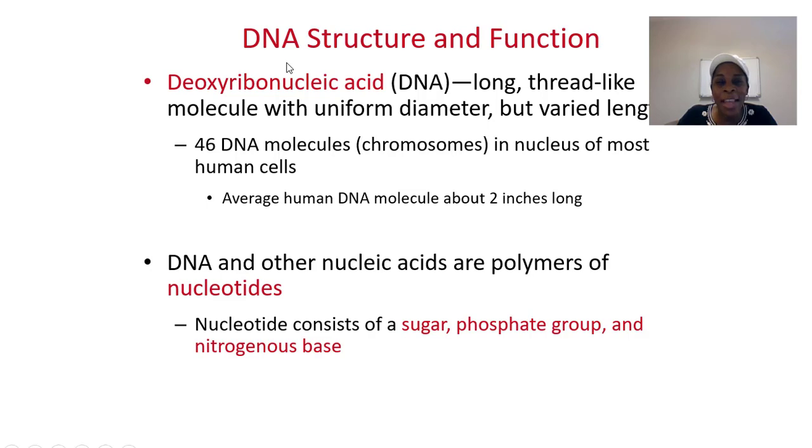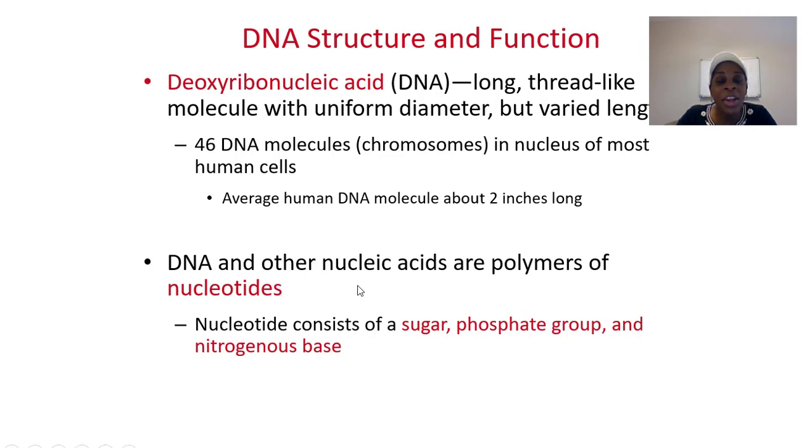So what does DNA stand for? Deoxyribonucleic acid, DNA. It is the long thread-like molecule with uniform diameter, but a varied length, right? So DNA can be different length. So in humans, we have 46 DNA molecules that we call chromosomes, and they're located in the nucleus of most human cells. So the average length is 2 inches.